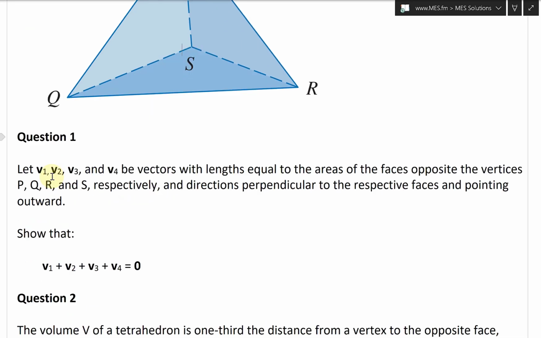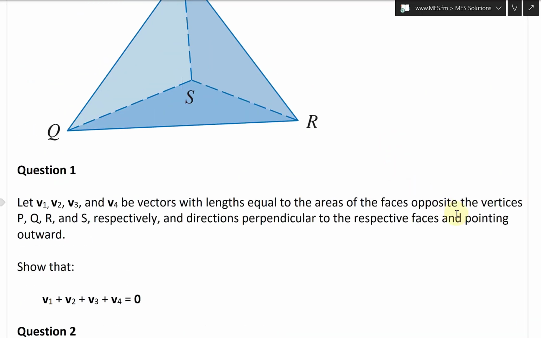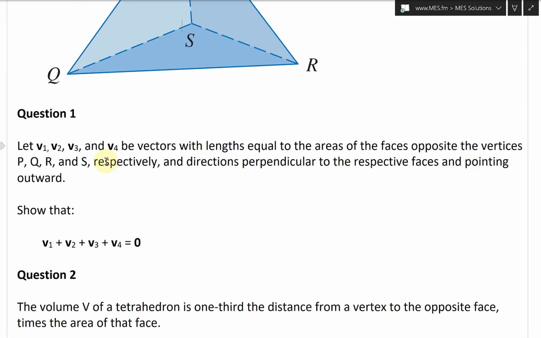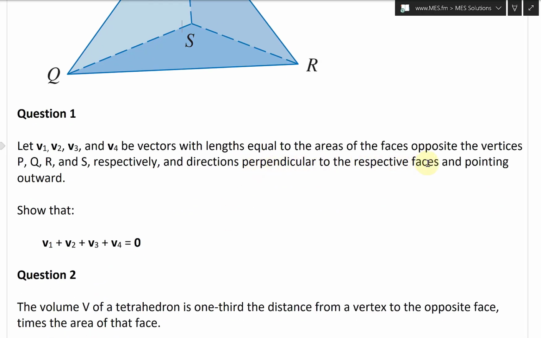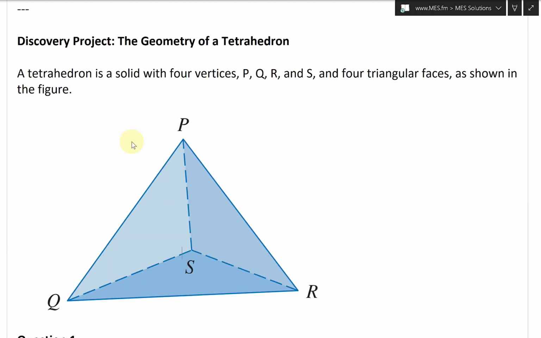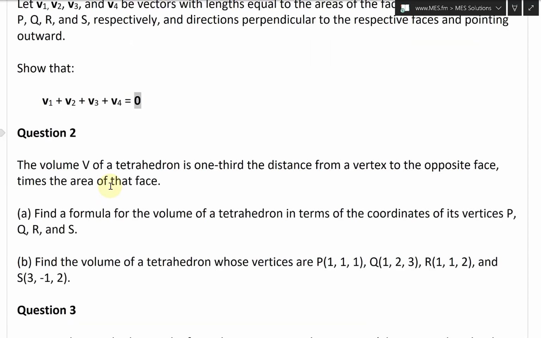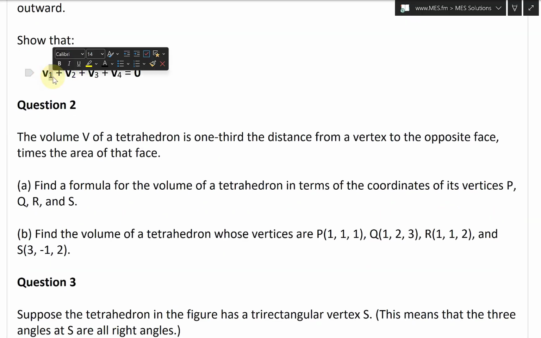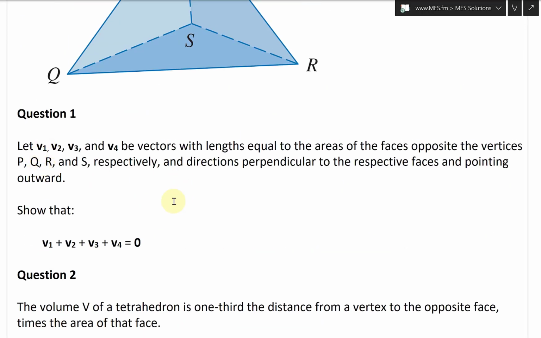All right, then question 1 states: let the vectors v1, v2, v3, and v4 be vectors with lengths equal to the areas of the faces opposite the vertices P, Q, R, and S respectively, and directions perpendicular to the respective faces and pointing outward. I'll go over this when I go over each question in detail. Then it says, show that the vectors v1, v2, v3, and v4, when you sum them up, equal the 0 vector. And remember, when I bold something, it means it's a vector. And here, I just bolded a subscript as well.